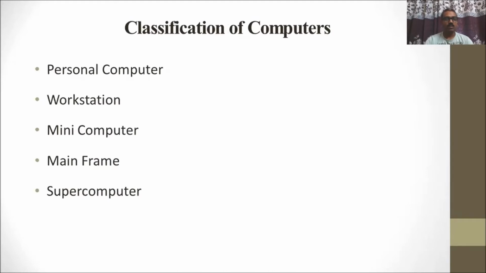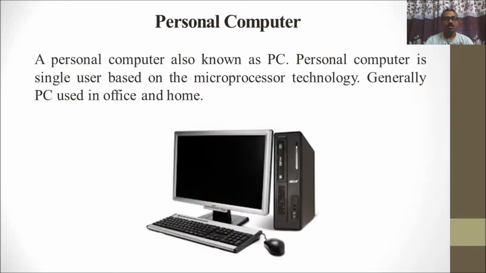Classification of computers: personal computer, workstation computer, mini computer, mainframe computer and supercomputer. So first is the personal computer. A personal computer, also known as PC, is single-user based on microprocessor technology. This personal computer is used in an office or at home, and its CPU contains only a single microprocessor.